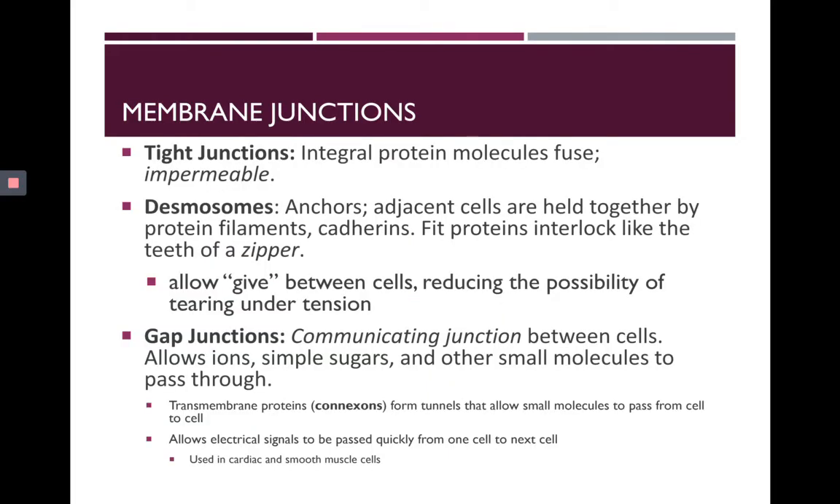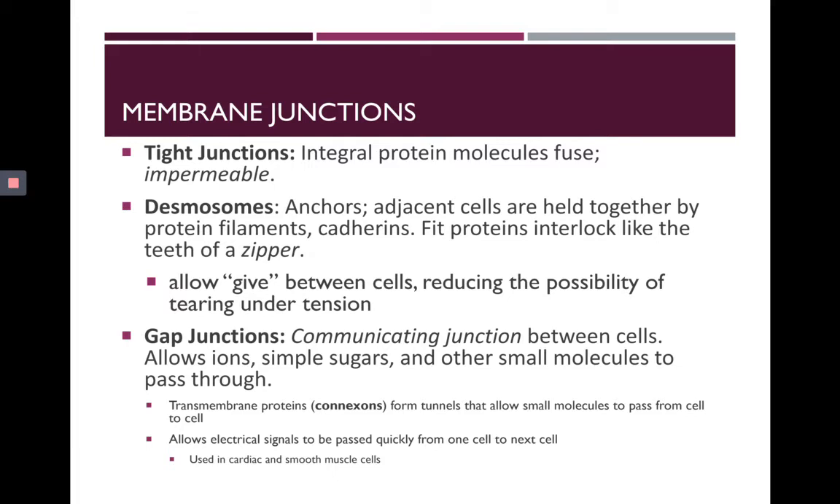So here's some of that information if you do need to come back to it. So tight junctions are impermeable. Their integral protein molecules were fused, not getting anything through. Desmosomes had those anchoring cadherins, and they were linking adjacent cells, but they allow some stretch. So we have our molecular zippers here. We have some give between cells, and we saw these in the skin and in cardiac muscle.